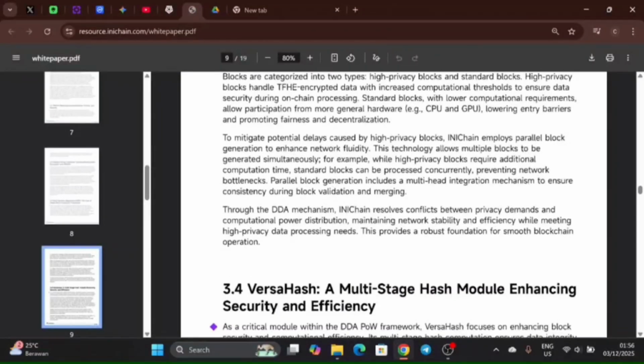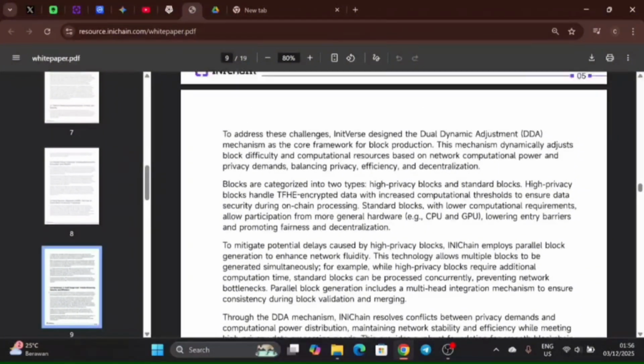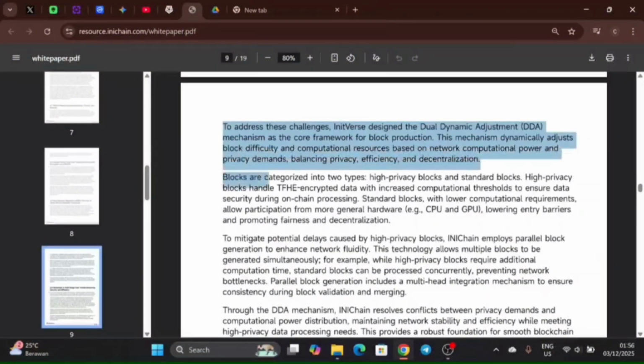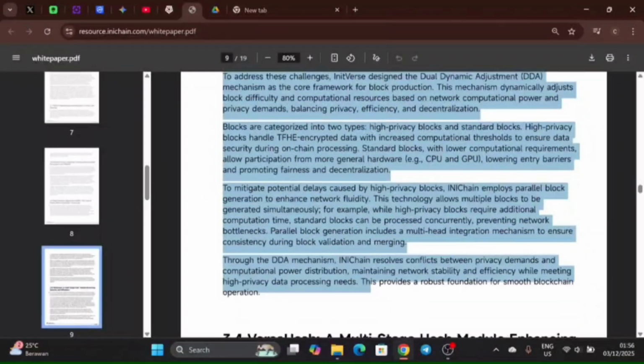Through the DDA mechanism, InitChain resolves the conflict between privacy demand and computational power distribution, maintaining network stability and efficiency while meeting high-frequency data processing needs. This provides a robust foundation for smooth blockchain operation. All of this addresses the challenges they face in InitChain.